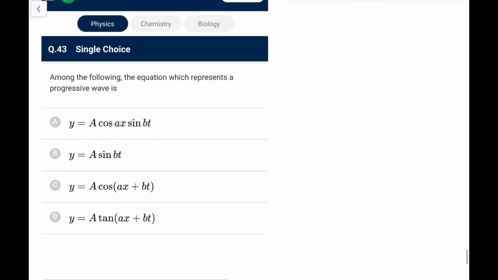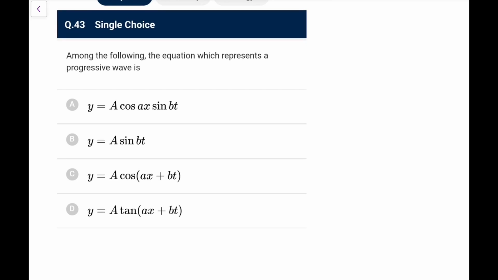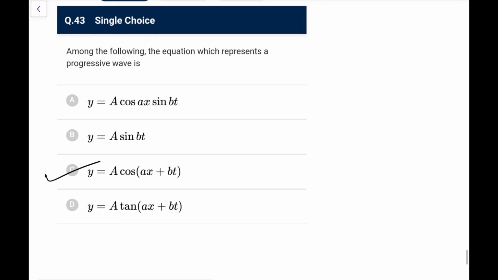Next one. Among the following, the equation which represents a progressive wave is, the progressive wave is represented by this one, a sin(kx plus omega t) or cos(kx plus omega t), you know.